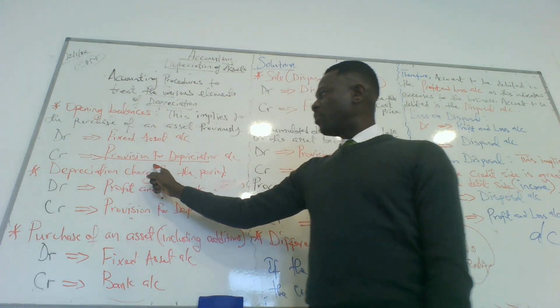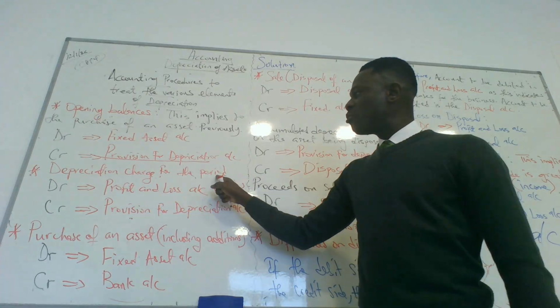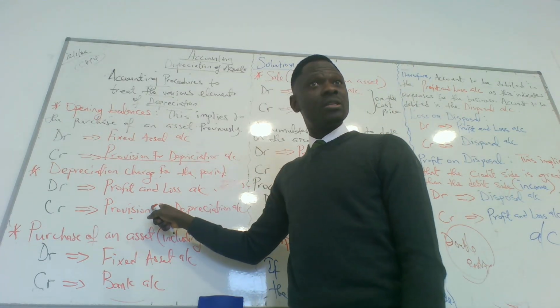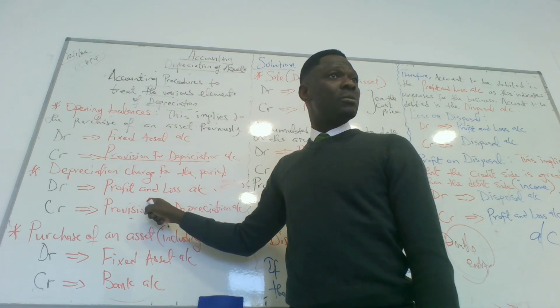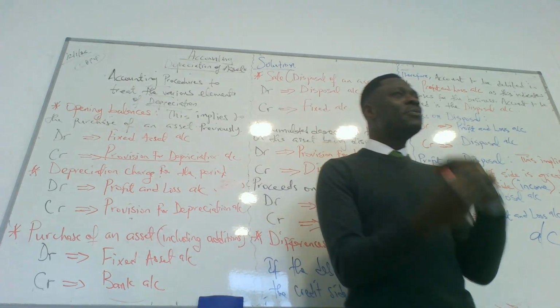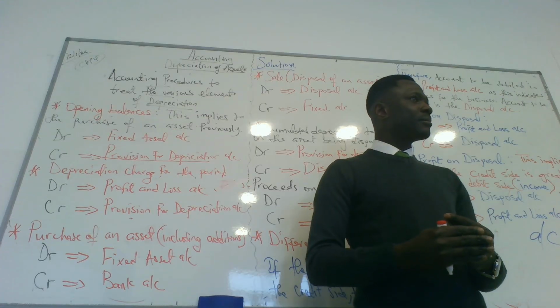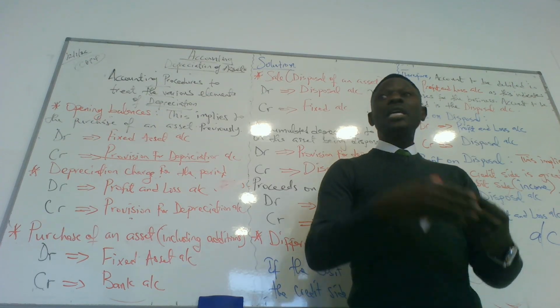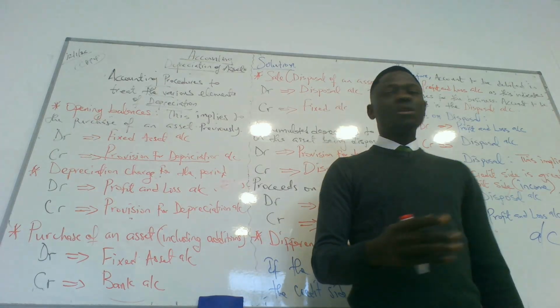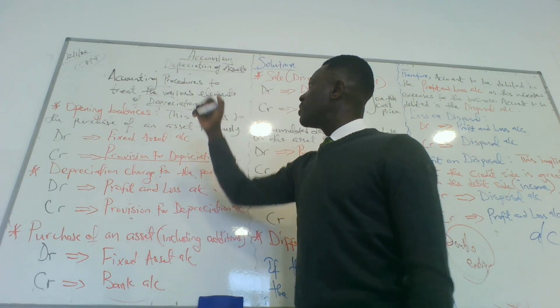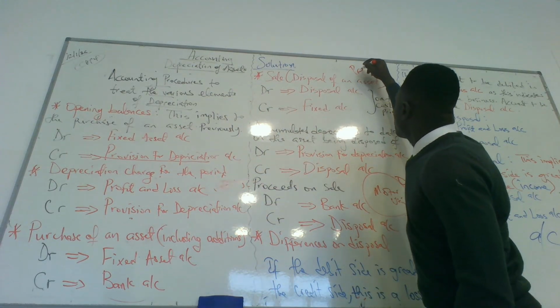Do we understand the second point here? So depreciation charge for the period will be you debit profit and loss account, you credit provision for depreciation account. Why do you debit the profit and loss account? You debit the profit and loss account because depreciation is an expense. Income you credit, depreciation expenses you debit. So you're going to charge this on the profit you make, on your profit.